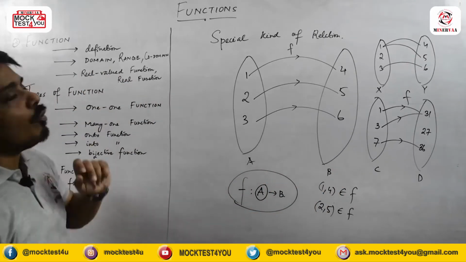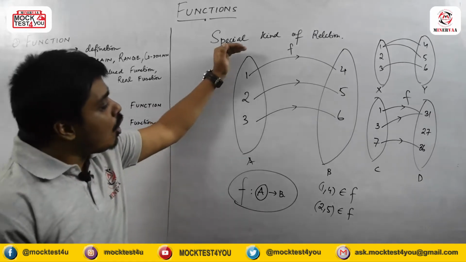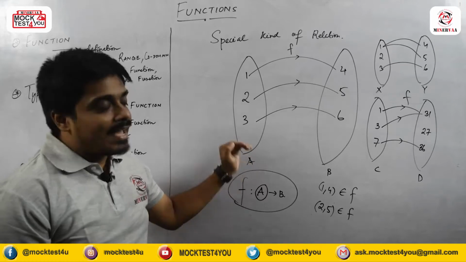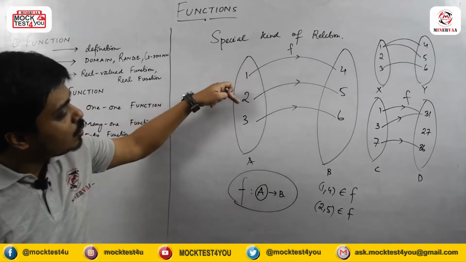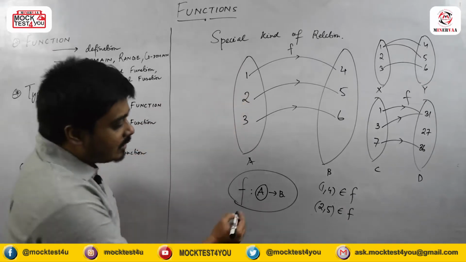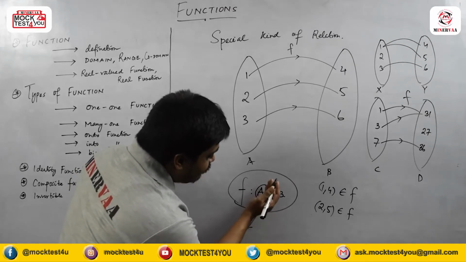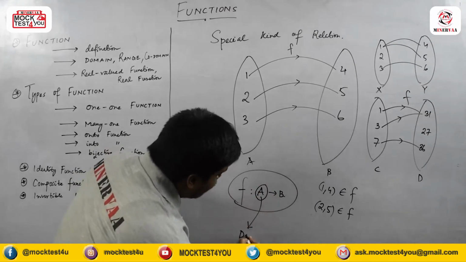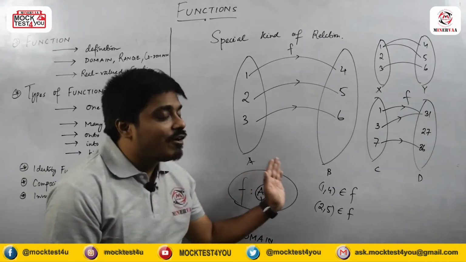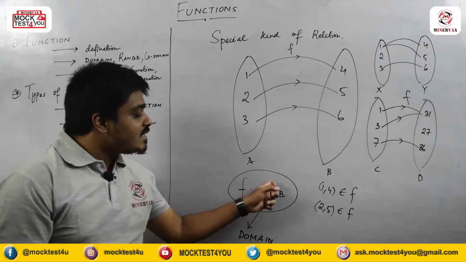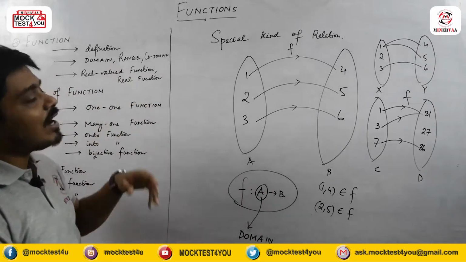Now, what is domain? We already know what is domain. So domain is a set of all the elements in A which are related to the elements in B. So in here you see 1, 2, 3, that's our domain. So this A, when I'm writing the function A to B, basically this first set gives you the domain. Whenever I'm writing a function in this form, always remember this first set A gives you the domain.